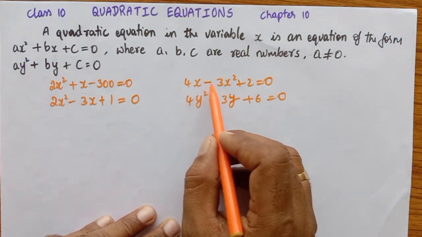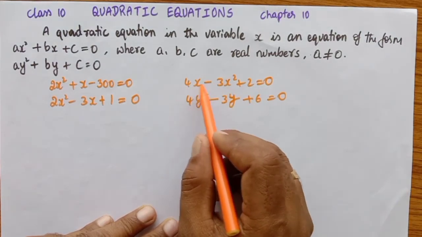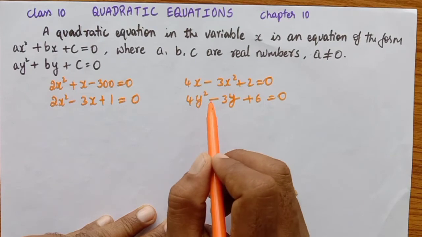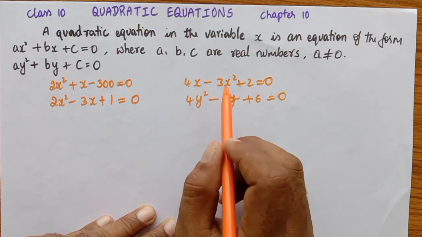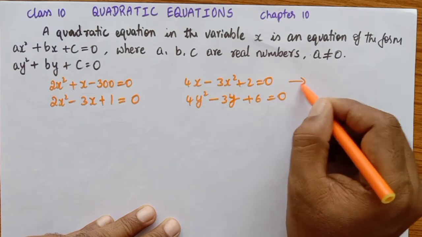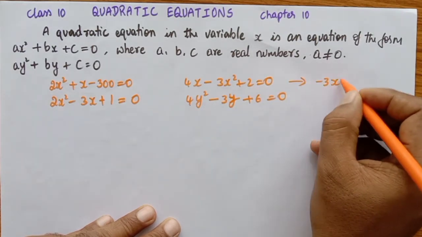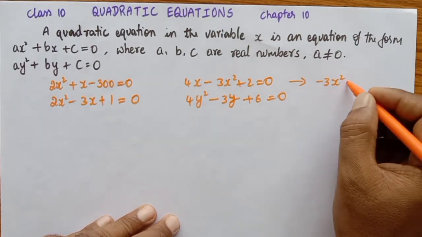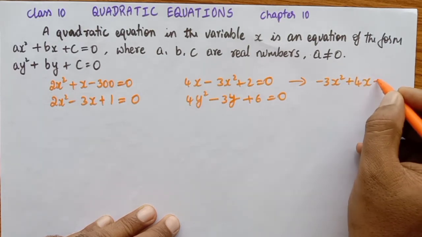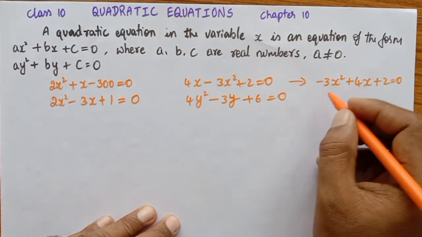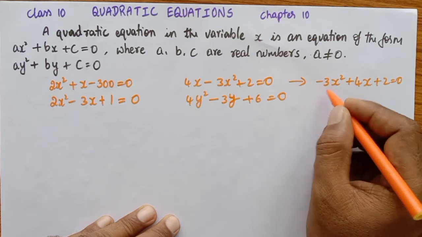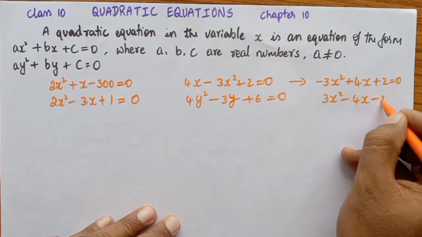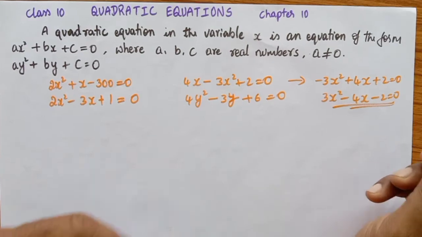While stating this example, 4x minus 3x square plus 2 is equal to 0, it is not written in the standard form. But even though it is a quadratic equation, let me write it in standard form. Firstly, I am writing minus 3x square plus 4x plus 2 is equal to 0. By multiplying this with minus 1, we will be getting 3x square minus 4x minus 2 is equal to 0. Yes, this is in the standard form.